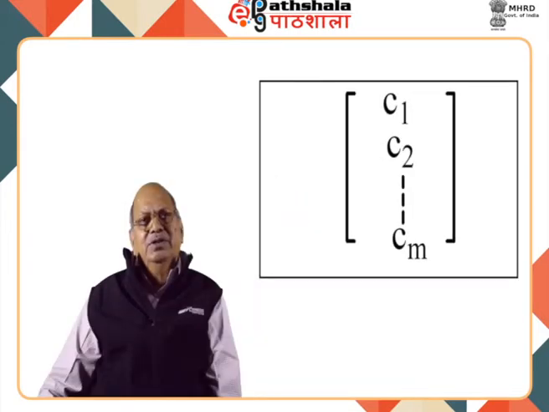Now let us take some special types of matrices in common use. Only very few of these special matrices will be given here. First is the vector matrix. A vector is a matrix that has only one row or one column. These are of two types. Row vector: if a matrix has only one row, it is called a row vector, A1, A2, up to An. Column vector: if a matrix has only one column, it is called a column vector, like C1, C2, up to Cn.